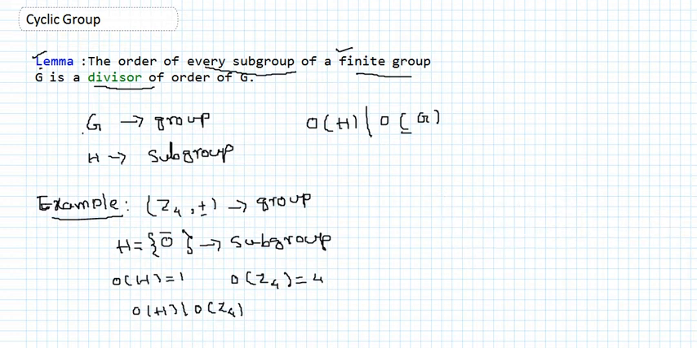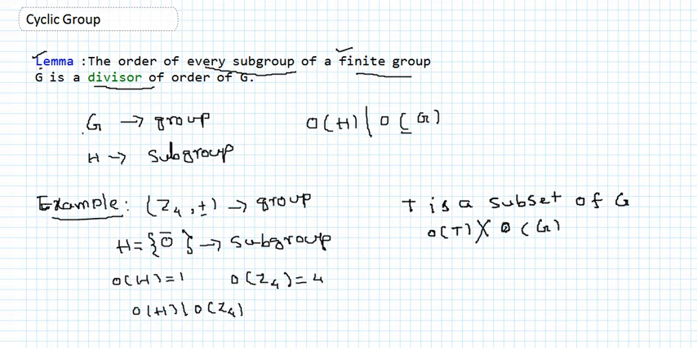So another observation is that, from this result we can say that if we have a subset T of G, and suppose the number of elements in T, which we write the same as the order of T, does not divide the order of the group G, then from this result you can definitely be sure T cannot be a subgroup of G.